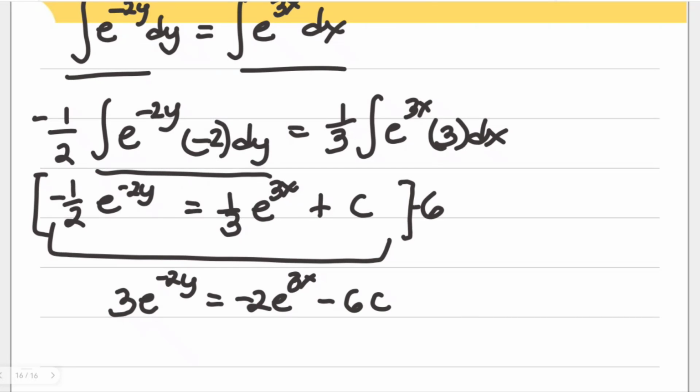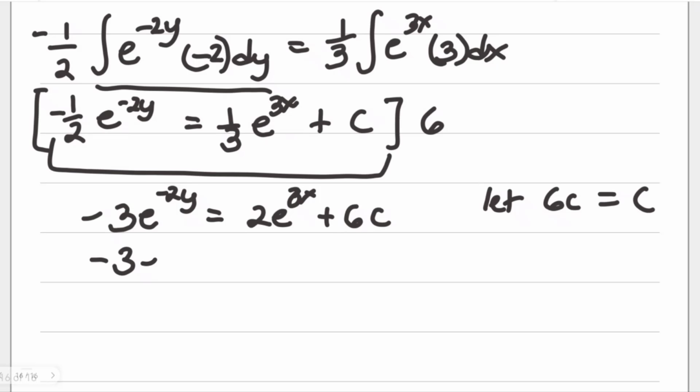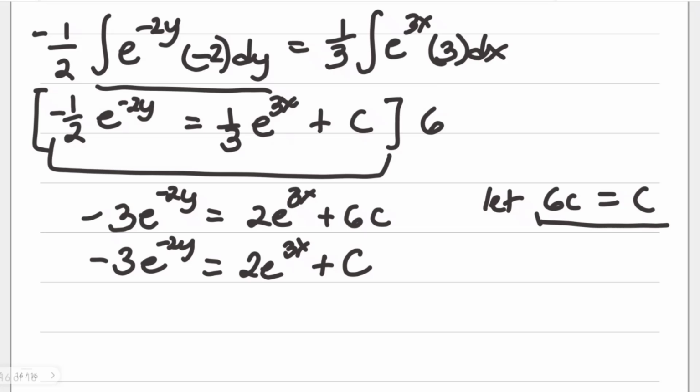Or if you don't like negative, you can simply multiply it by 6. This is positive, and you will have minus here. And if you let 6c be just a simple c, you will have this expression: negative 3 e to the power of negative 2y equal to 2 e to the power of 3x plus c, represented by 6c. Now you can have different forms of this, but this is already acceptable as our answer.